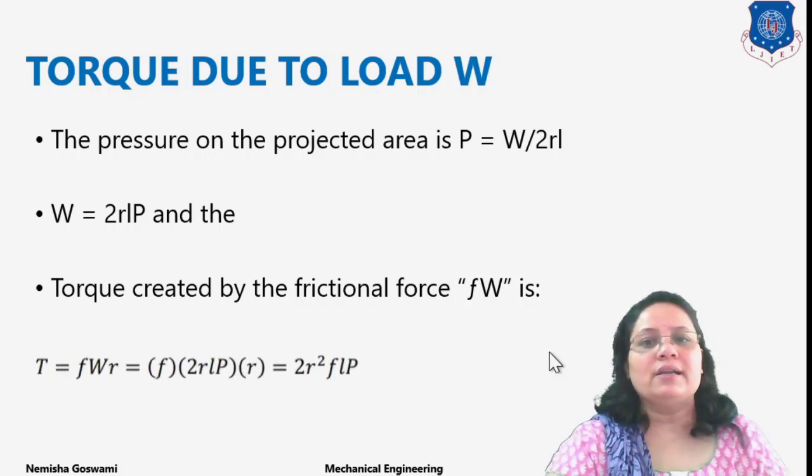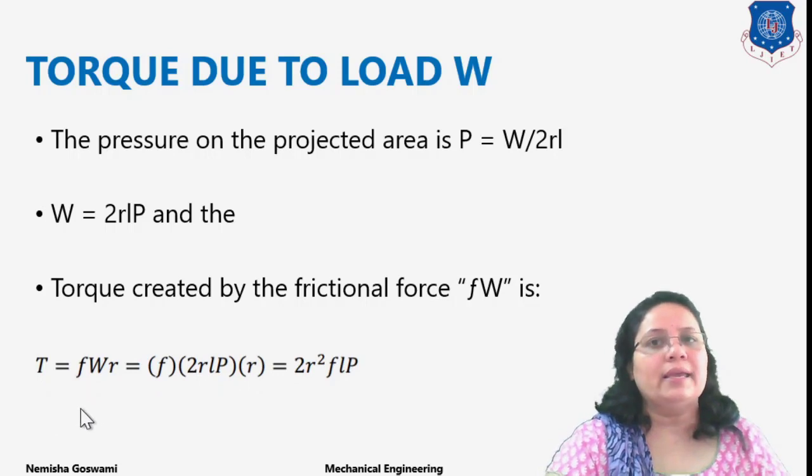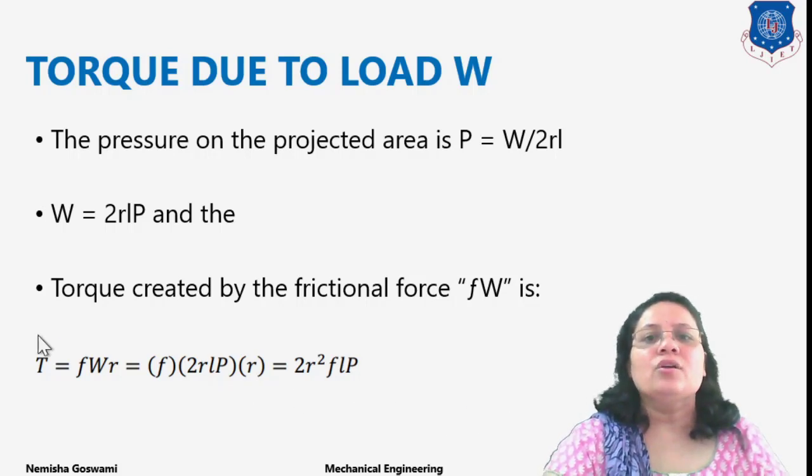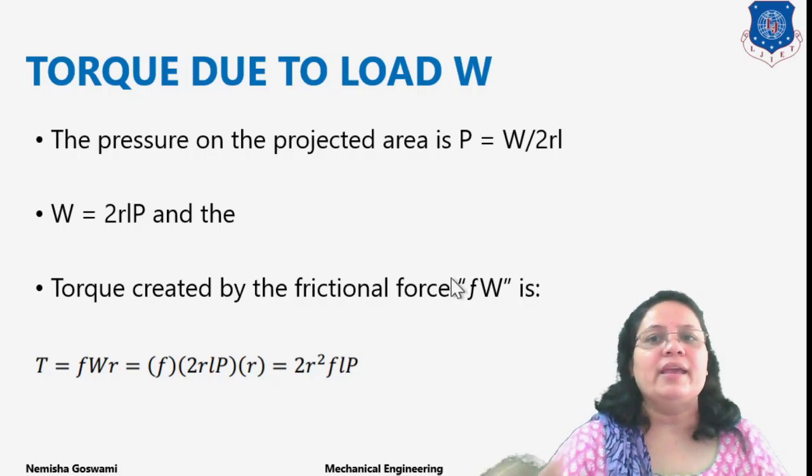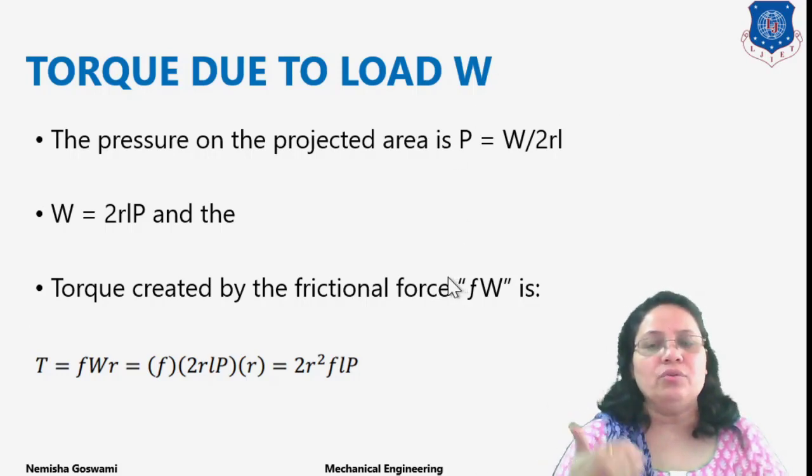Now what is the torque? Torque is equal to again force into radius, right? So what is the force? F into W, where W is equal to 2RLP. So we will put this value here: F into 2RLP multiplied by R. So you will get 2R square FLP. Okay, so this is torque due to load, and first of all we found torque due to lubricant, or due to viscosity.